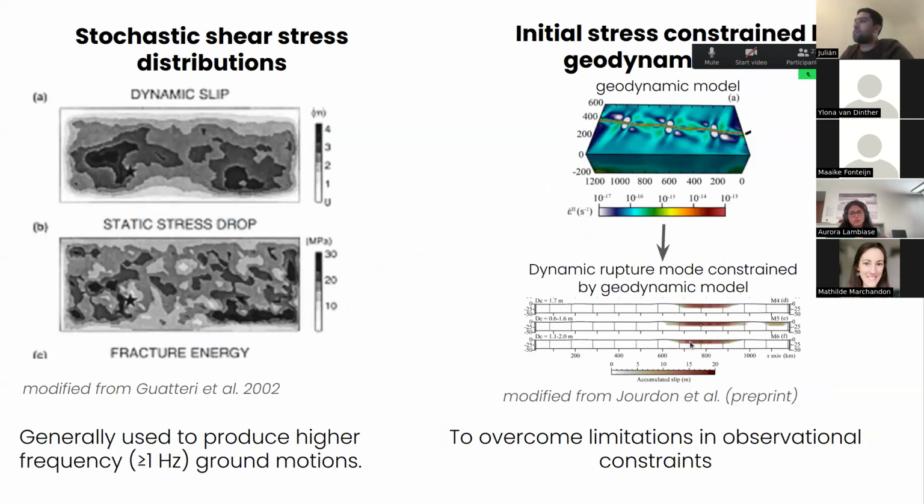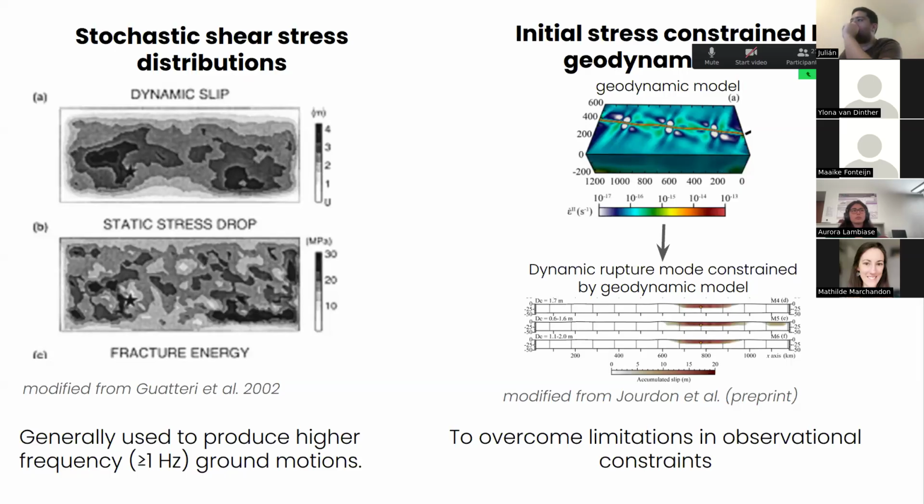Another way to constrain the initial stress is to use a stochastic shear stress distribution, for example like here in Gatteri et al. Generally we use this kind of method to produce higher frequencies in the ground motion when we are interested in simulating realistic ground motion.